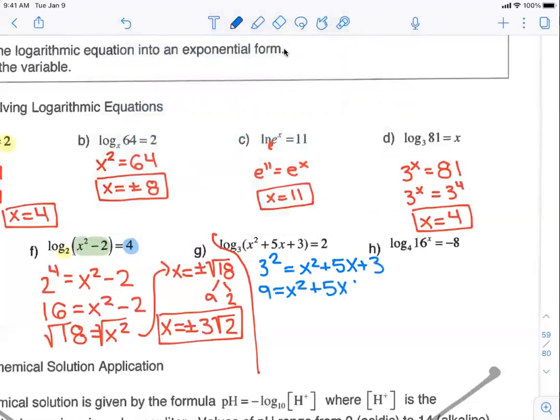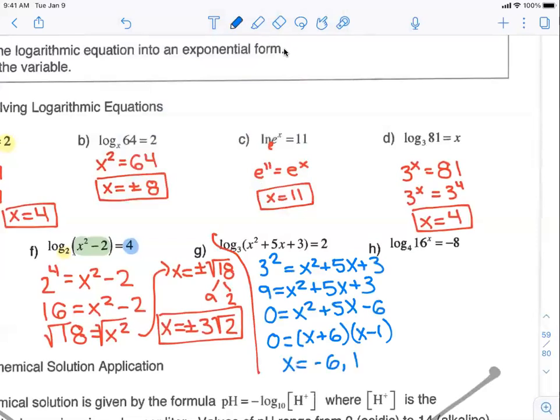It's quadratic, so I'm going to move the 9 over and set it equal to 0. So 3 minus 9 is negative 6. Then I'm going to go ahead and factor it. That's going to be x plus 6 times x minus 1. So my 2 values for x are negative 6 and positive 1. Done. So when you have that x squared, you can factor it. That's one easy way to go ahead and do it.